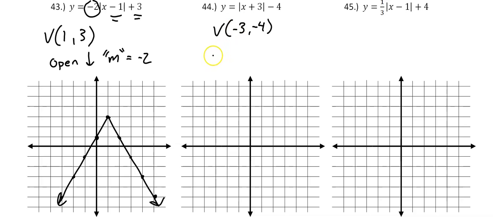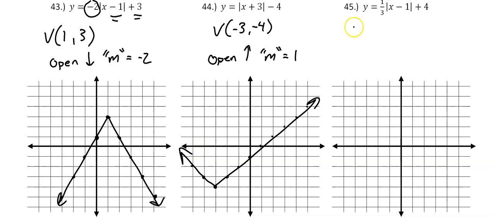The a value this time is 1, so this one's going to open up. And we're going to use that 1 kind of like the slope. Okay, so (negative 3, negative 4) is down here. It opens up with a slope of 1, up 1 over 1 in each direction. That's it.